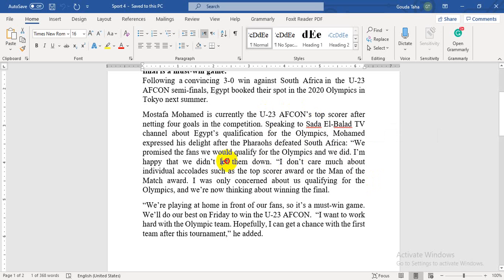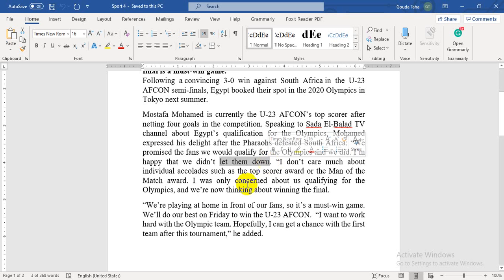What do I mean by let them down? To fail them or disappoint them or make them sad. I don't care much about individual accolades, such as the top scorer award or man of the match award. I was only concerned about us qualifying for the Olympic, and we're now thinking about winning the final.